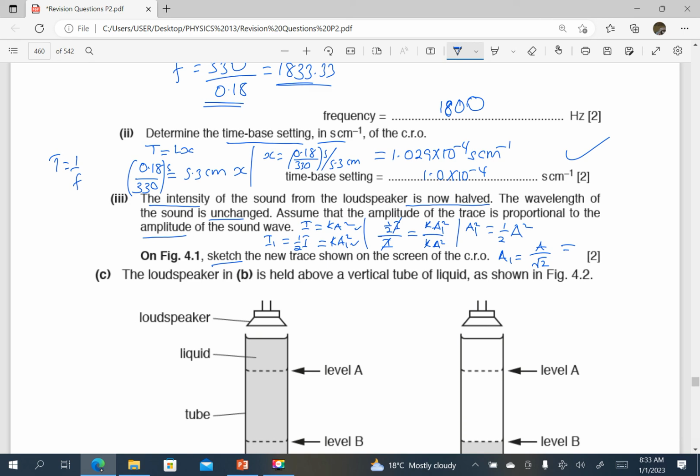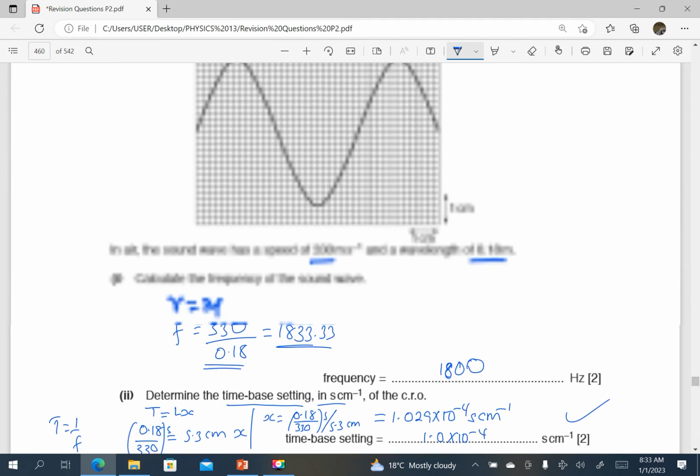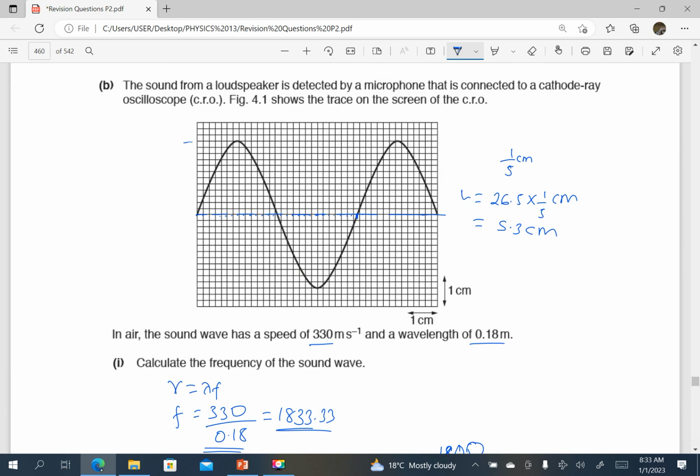The amplitude that we had originally, we can find it from the graph. The amplitude we had is this one. Remember, on the vertical, 1 centimeter is 5 boxes. That means one box is 1 over 5 centimeters. So how many boxes represent the amplitude? 1, 2, 3, 4, 5, 6, 7, 8, 9, 10, 11, 12. So 1 over 5 times 12, which is 2.4 centimeters. So the original amplitude was 2.4 centimeters.